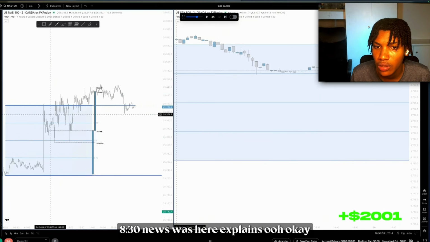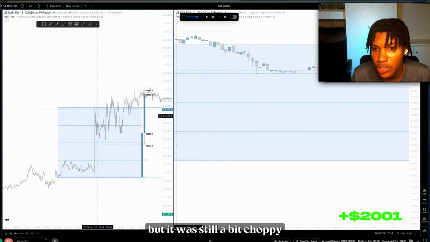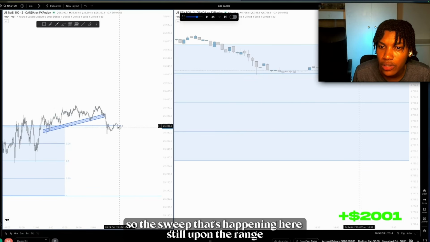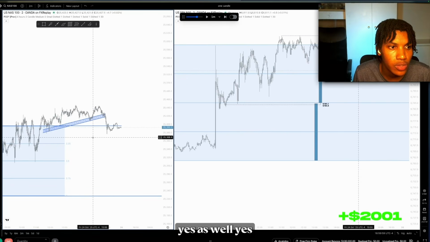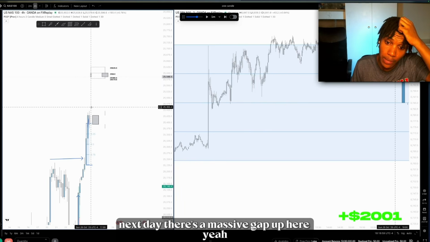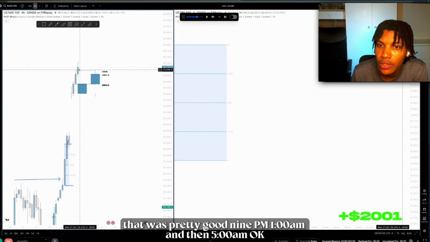Explains. Okay, I might have skipped a day because there's kind of a setup here, but it was still a bit choppy. This is not too bad. So the sweep that's happening here, still within the range, just retesting this point. Yes, as well. Yeah, it's basically market close there. Okay, next day, there's a massive gap up here. Yeah, that was pretty good. 9 p.m., 1 a.m., and then 5 a.m.